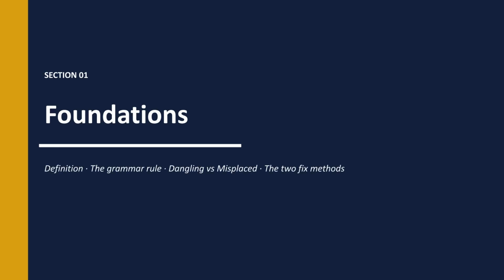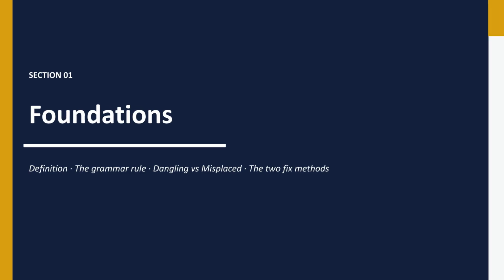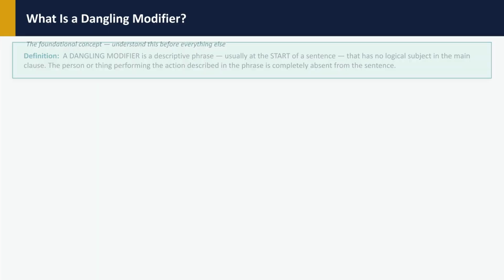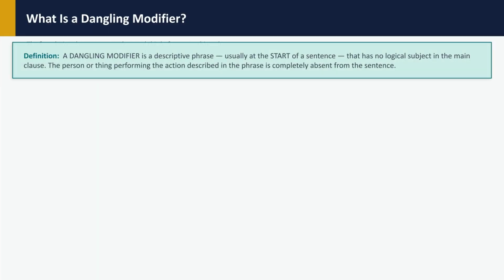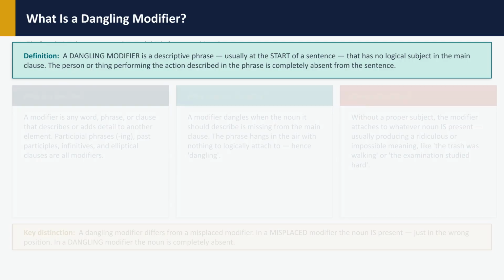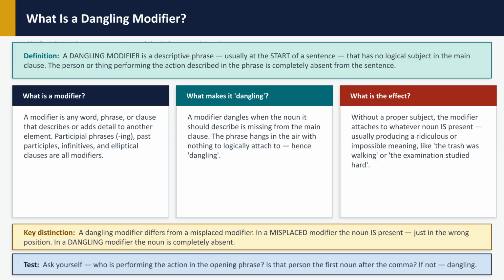We'll cover the definition, the grammar rule, the distinction between dangling and misplaced modifiers, and the 2 fix methods. A dangling modifier is a descriptive phrase, usually at the start of a sentence, that lacks a logical subject in the main clause. The action described is performed by a person or thing completely absent from the sentence. Dangling modifiers attach to the nearest noun, often creating absurd meaning. To check, ask yourself, who is performing the action in the opening phrase?